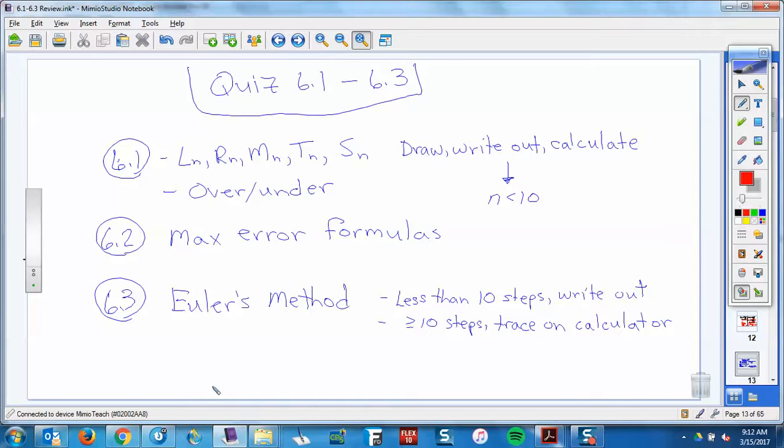Okay, so that's pretty much it. So what's on the quiz? Left, right, midpoint, trapezoid: draw, write out, and calculate when n is less than 10. So if you're doing single digits, we're writing them out. Be able to answer questions about over and under approximation, just like we did on those true-false ones. The max error formulas that we just talked about, K1 and K2, be able to use those. And then all the stuff we just talked about in the homework. Less than 10 steps, we're writing it out. Greater than or equal to 10 steps, we just trace on our calculator, just like we were talking about today. Okay?